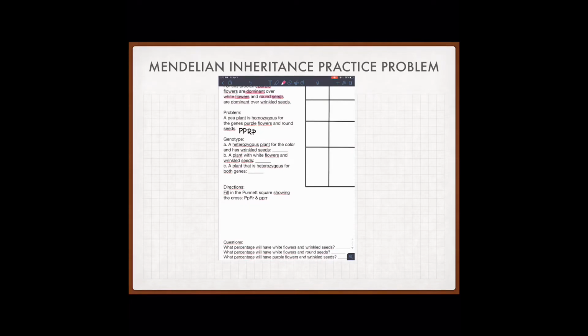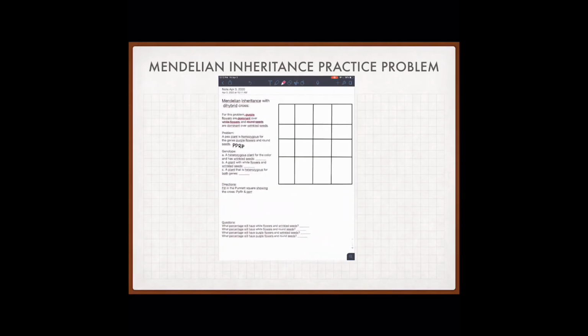In this video, I will be working a dihybrid cross based off of the following problem. A pea plant is homozygous for the genes purple flowers and round seeds. So first, in a dihybrid cross, there will always be 4 letters. So let's start with the purple flower genotype, which I highlighted up here. Now in the problem, it says that the purple flower is dominant and the pea plant is homozygous for purple flowers. So this means that we will have 2 capital P's, which I wrote down here. The problem also says that it is dominant for round seeds, so we will get 2 big R's, which I also wrote here.